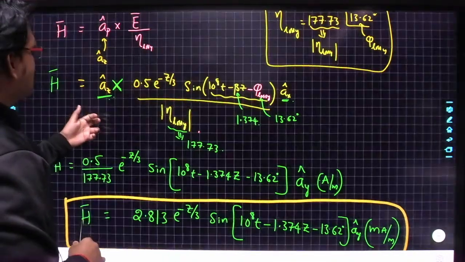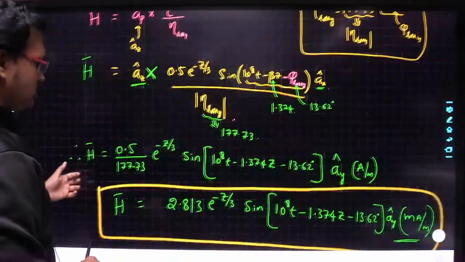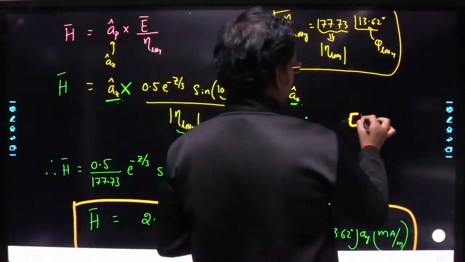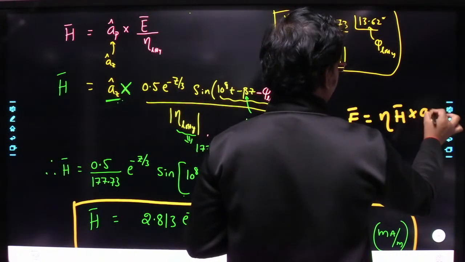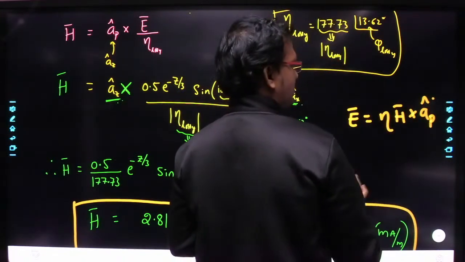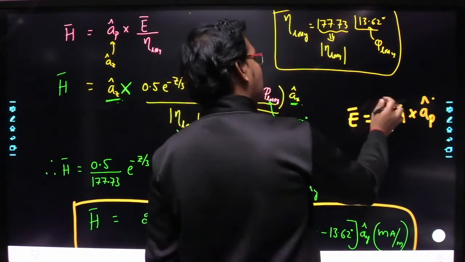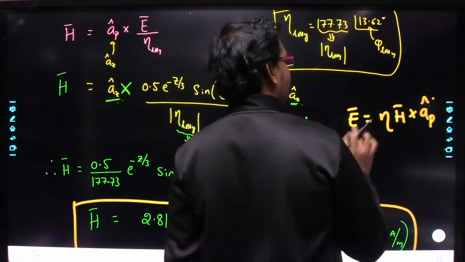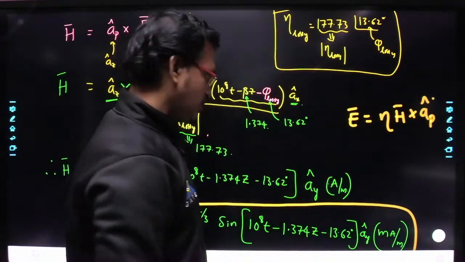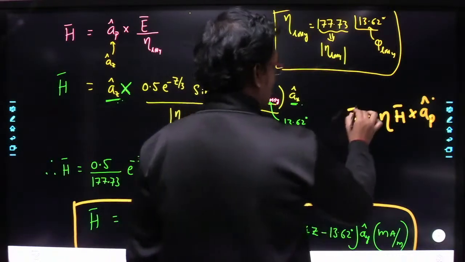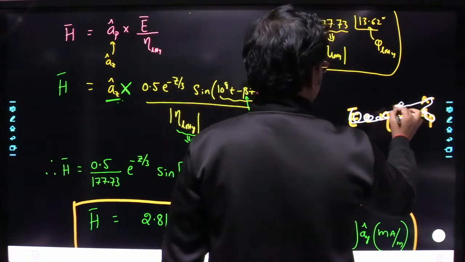Whenever you are multiplying with eta, that is, whenever you are determining E bar, E bar is equal to eta into H bar cross a_P cap, right? So whenever you are determining it like this, you multiply the magnitude of eta with the amplitude of the H field, and you add the phase shift of eta in the H field expression. Understood? Only these things you have to take care of. The remaining everything you can easily write.